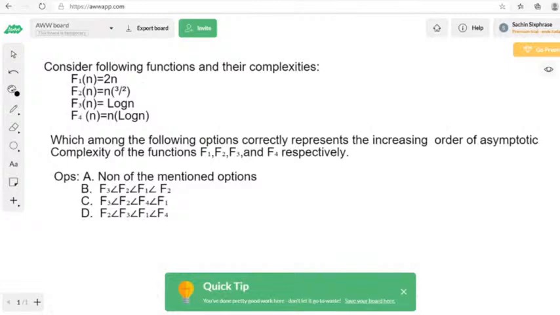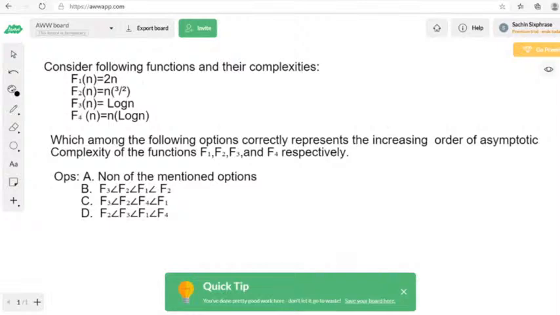But here the right option is actually none of the mentioned options, because I said very clearly that 3 divided by 2 is equal to 1.5. How are you going to round it? 1.5 is going to be rounded off to 2, so it's going to be n square. So f2 of n is going to be equal to n square. So we have 2n, n square, logarithm of n, and n log n.